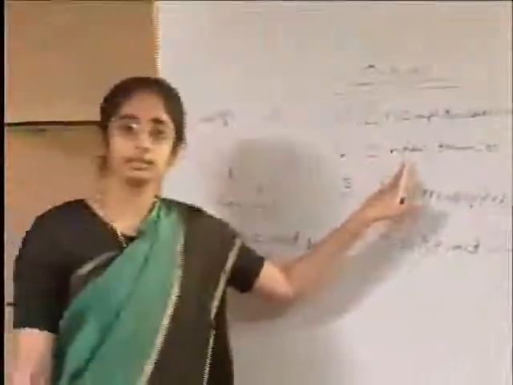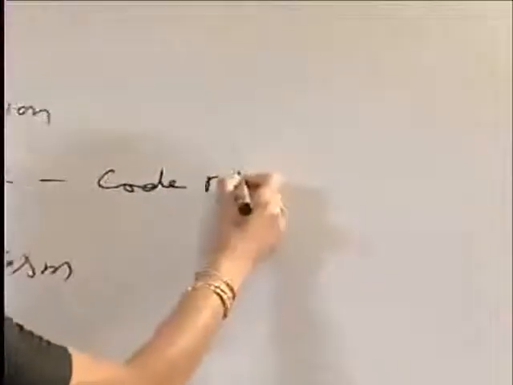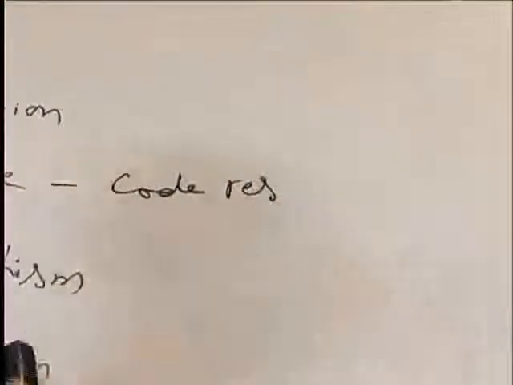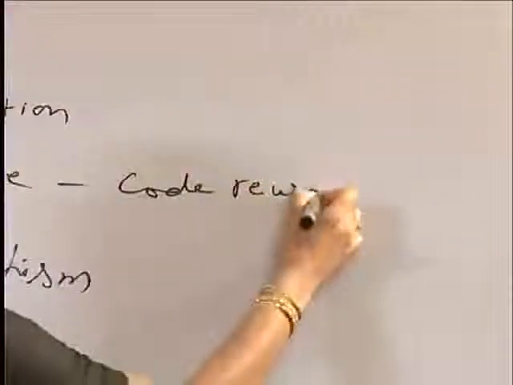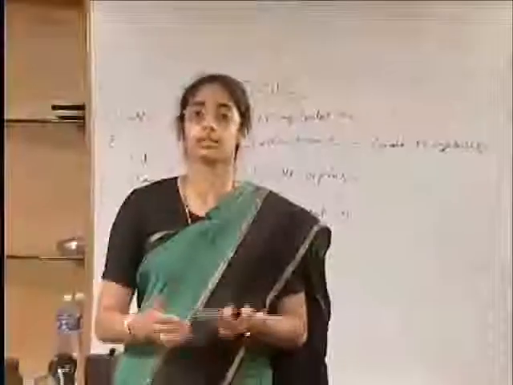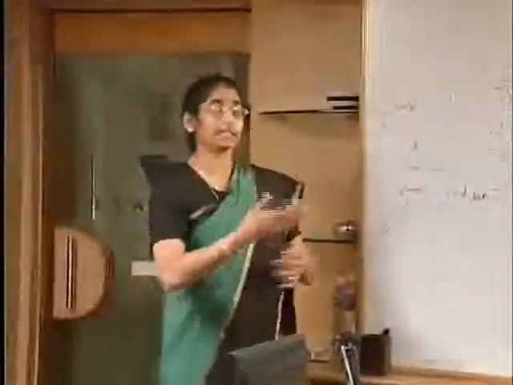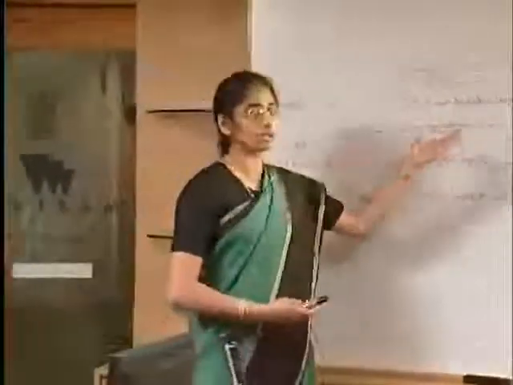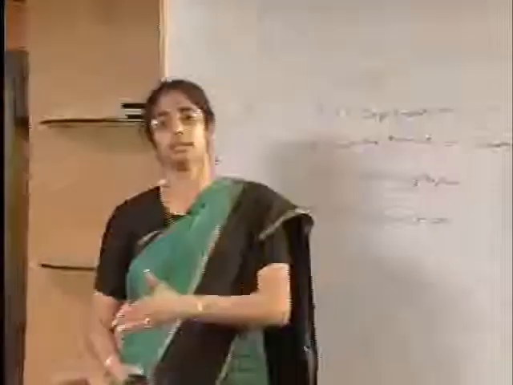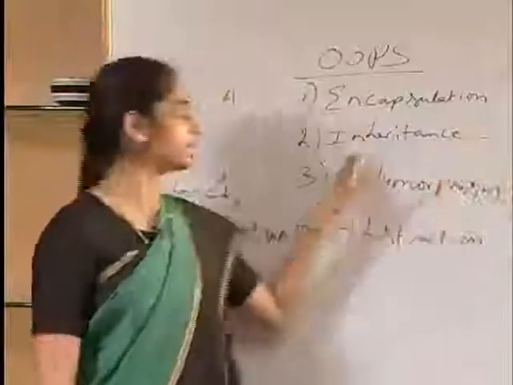Now inheritance. Inheritance is used for code reusability. You have already defined a set of attributes and characteristics which you would like to make use of again and expand upon. So you are making use of the already written code and further extending on that. That's why we talk about code reusability, that is inheritance.